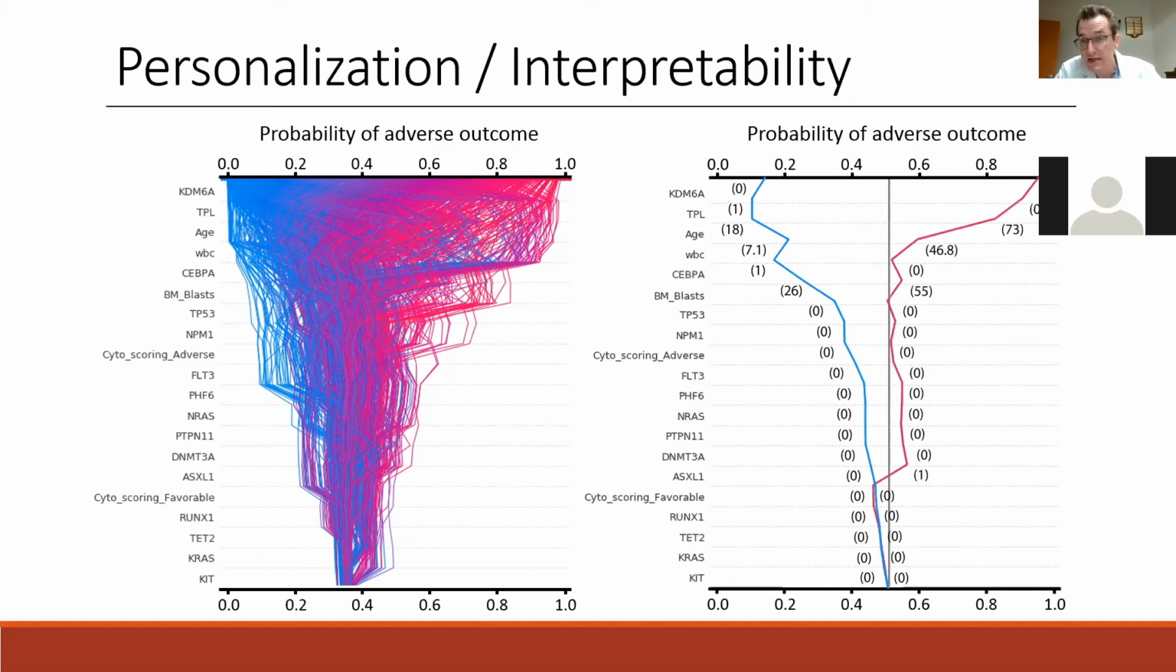Conversely, this person had a mutation in an important gene. You can see how it takes a right turn there. A little bit higher, the blasts are 55%, another right turn, and the white count is 46,000, another right turn. And you can see why this person was stratified at a very high risk.